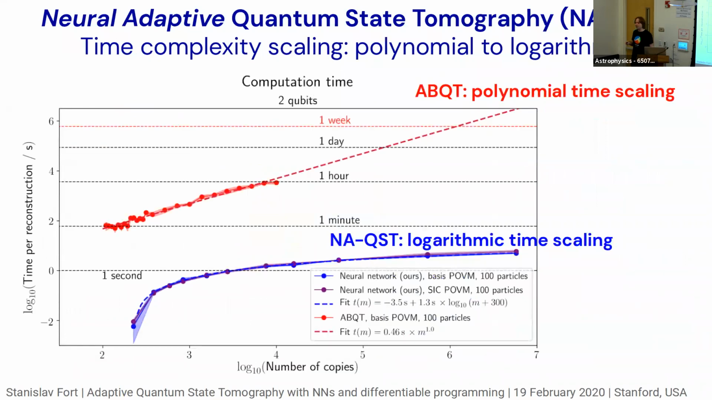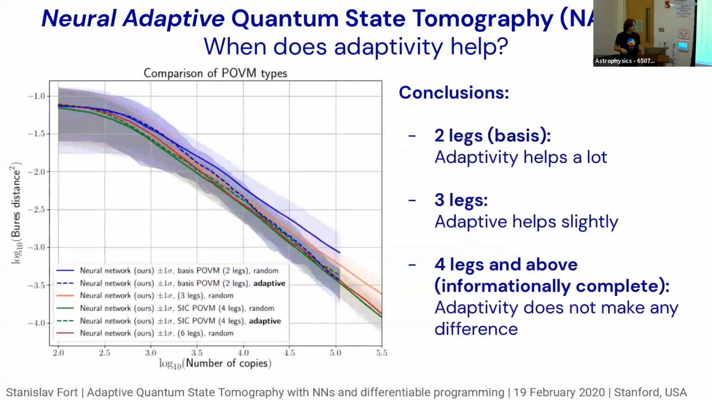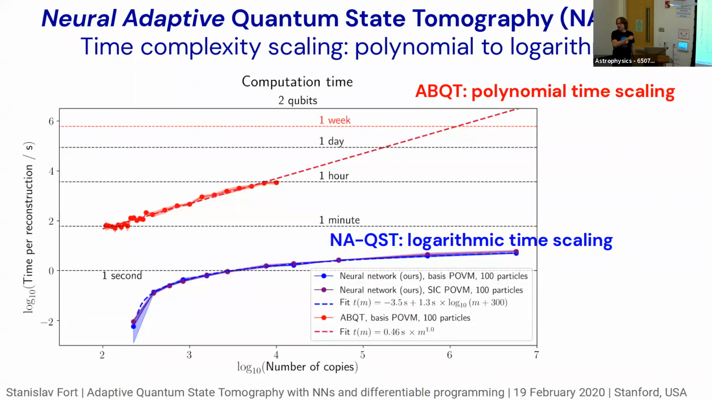So this is the time complexity scaling of the algorithms. They're empirical. So if they're actually polynomial or actually logarithmic, it looks like they are, but this is not a theoretical result. It's an experimental result. So this is the number of copies on the x-axis, and on the y-axis is the processing time to converge to a good solution. The blue curve is us, and the red curve is the Bayesian optimal adaptive algorithm.